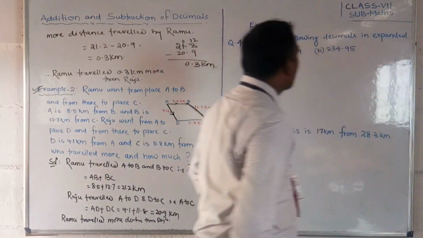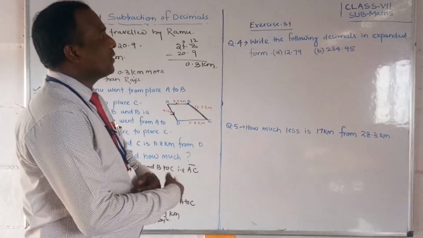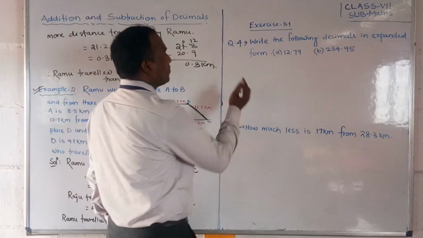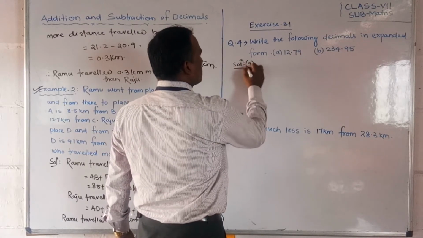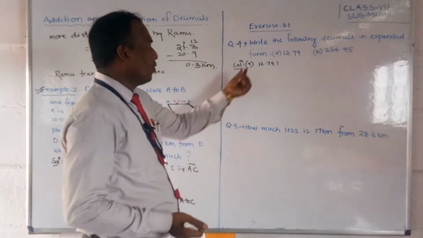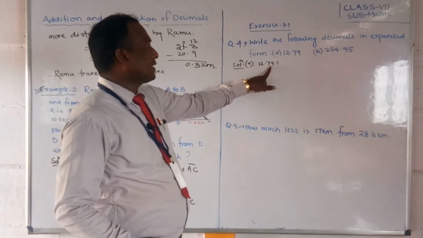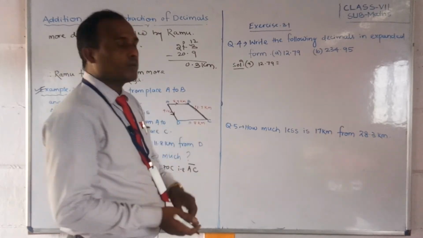Now friends, you should see here Exercise 3.1. Question number 4 and 5 I will do. Write the following decimals in expanded form. Already I have told you, but once again I will do. This first question, students. 12.79 expanded form. So as usual, whole numbers you know that, and this is the 10th place and this is 100th place.